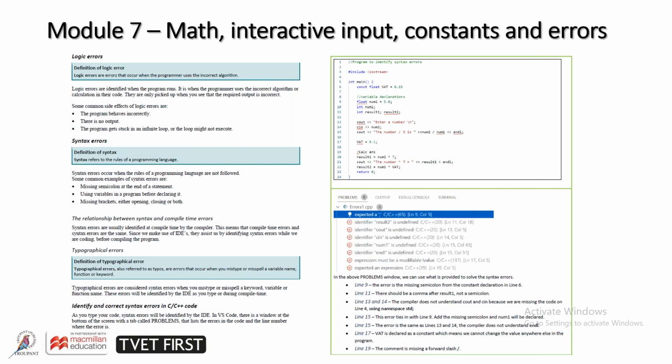So obviously we could not showcase all the slides and all activities from one module, but when you go across other modules, I'll show you the different types of activities that we have. Looking at module 7, we're dealing with math functions, interactive input, constants, errors. Again, we define the concept, explain the concept, and then go into examples.